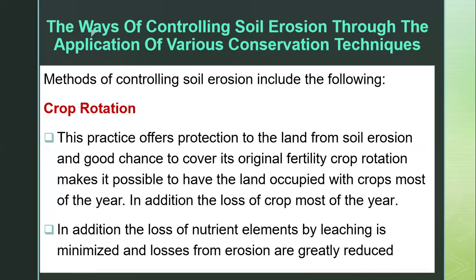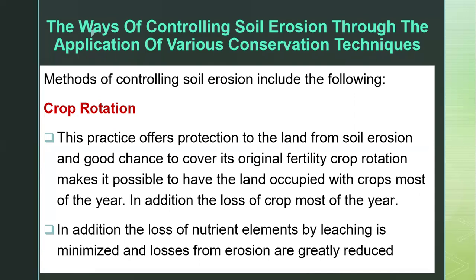Crop rotation is the practice that offers protection to the land from soil erosion and a good chance to recover its original fertility. Crop rotation makes it possible to have the land occupied with crops most of the year. In addition, it also reduces the loss of crops most of the year.